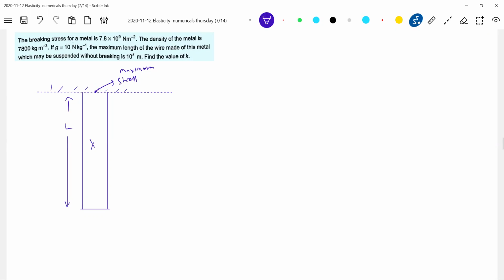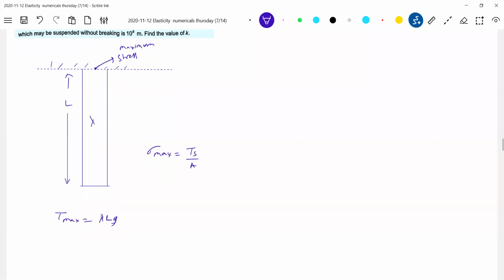So therefore, we can write maximum tension is equal to lambda L by G. Then maximum stress is equal to tension by area. So maximum tension, we can write now, is stress into area of cross section of the rod. So therefore, what is the length of the rod? Sigma max A by lambda G.